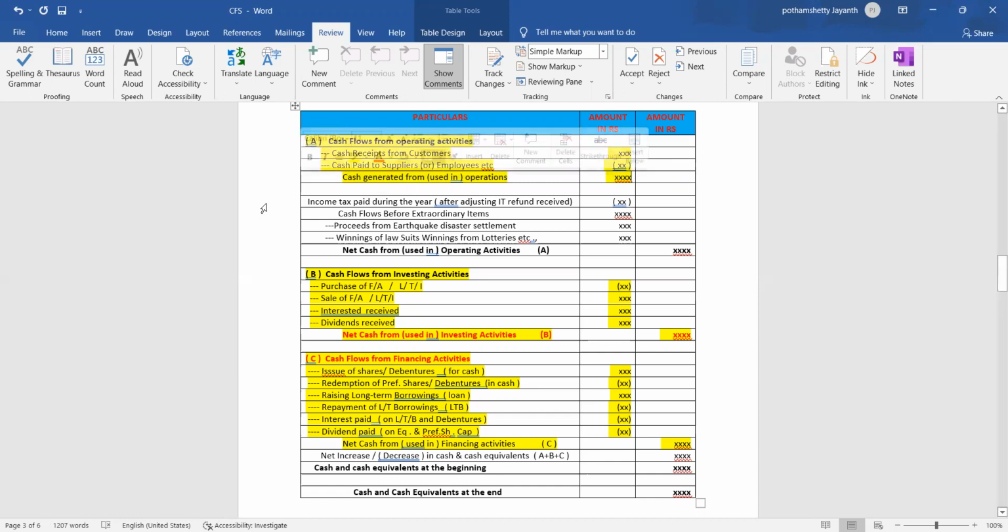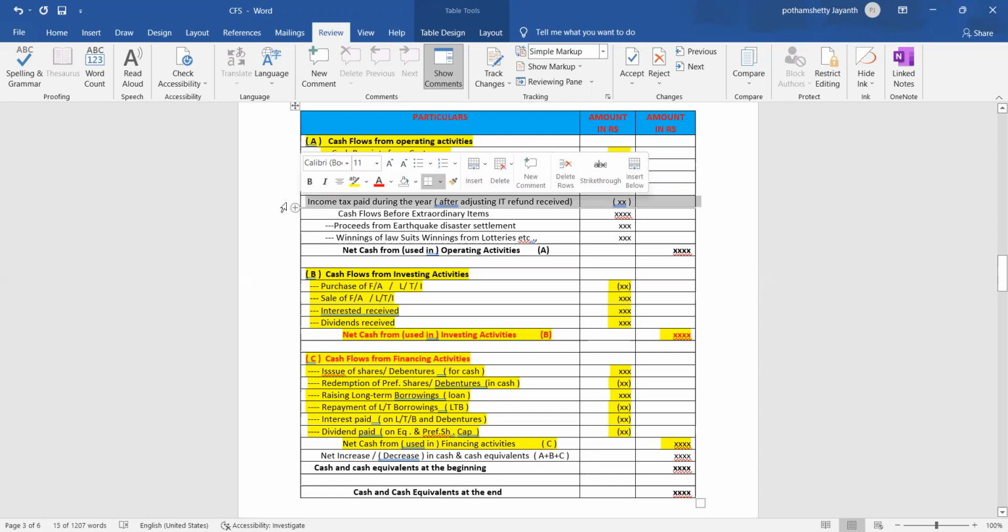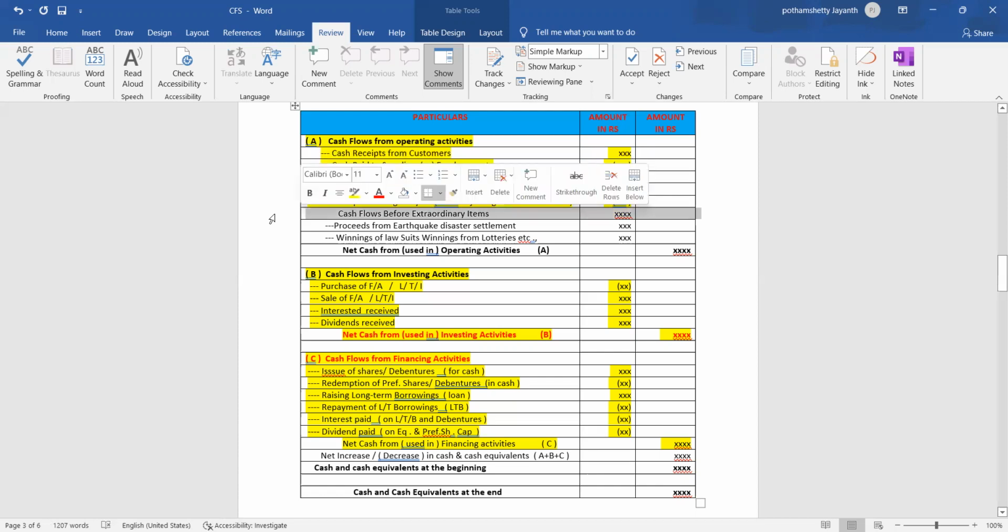Next, from cash generated from operations, you need to deduct income tax paid during the year. Okay, income tax paid during the year. If you deduct it from the cash generated from operations, you will get cash flow before extraordinary items.